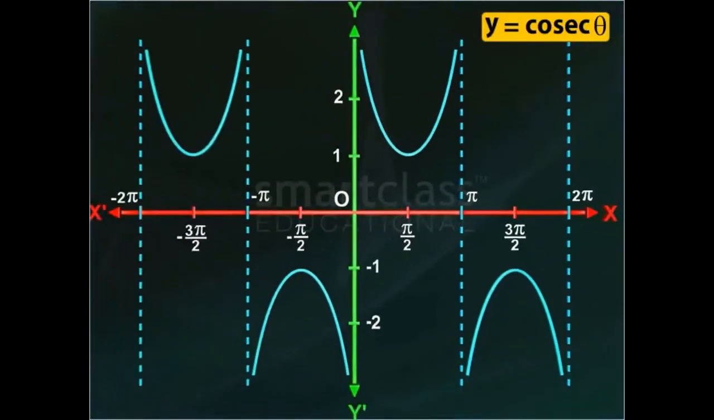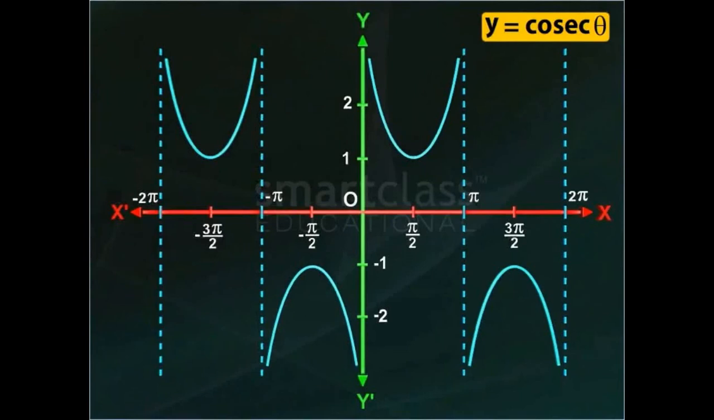Thus, the graph of the function cosecant theta indicates that the domain of the cosecant function is the set of all real numbers except integral multiples of pi, and its range is the set of real numbers greater than or equal to 1 and less than or equal to minus 1.